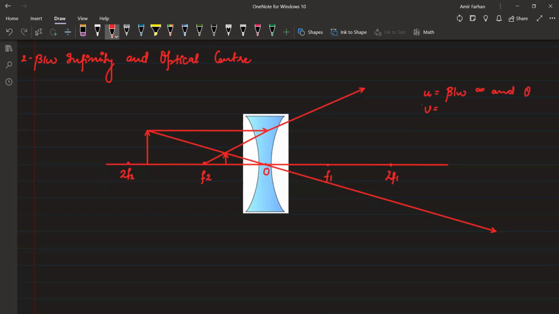v is equal to the position of the image is. Just a second.